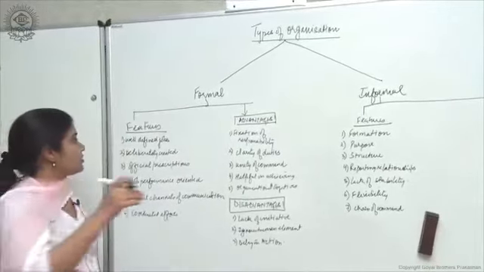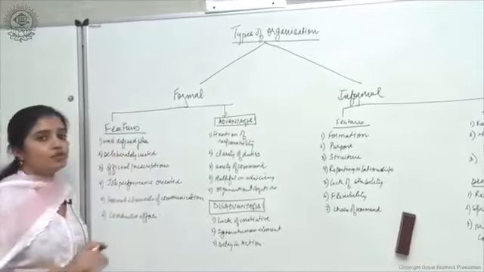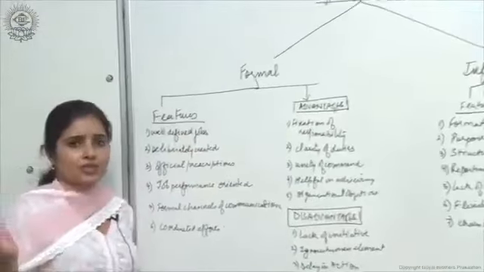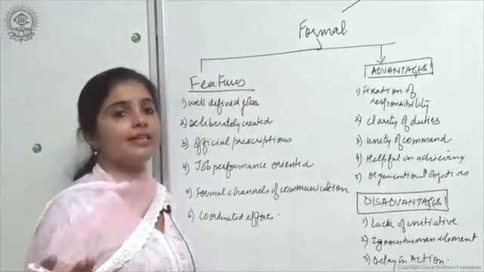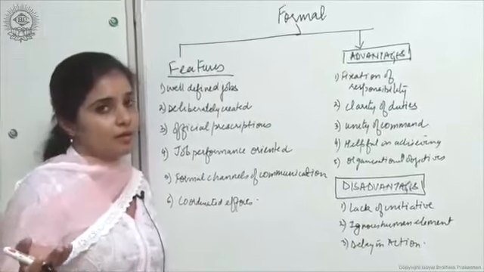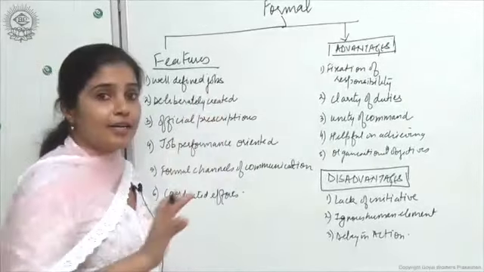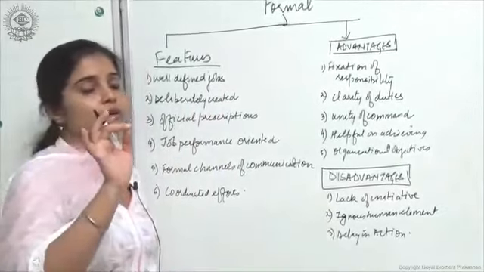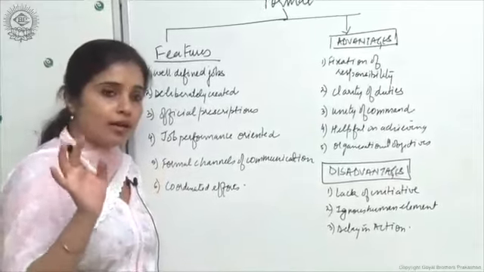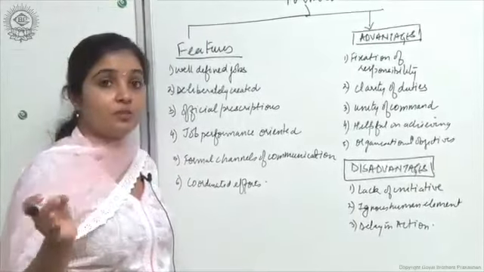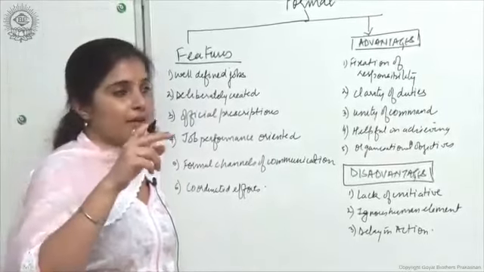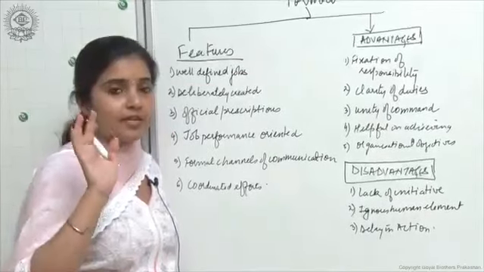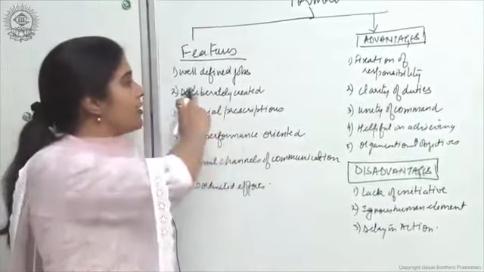Now coming to the features, it has well-defined jobs. Formal organization is nothing else but the organization structures that we've studied in the previous lectures, that is functional and divisional structures. They are part of formal organization, wherein we have well-defined jobs. Each and every person's role is very clearly defined: what are his duties and responsibilities, what kind of authority has been given to him, who is going to report to him, and to whom is he going to report. That is very clearly defined. So you have very well-defined jobs.